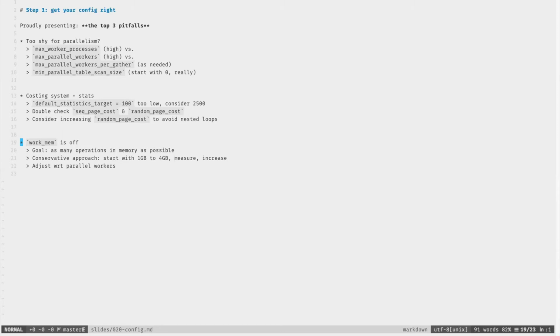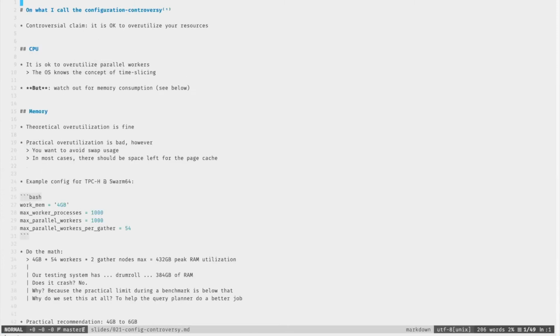Yeah, I actually see a question in the chat about the 1 gigabyte to 4 gigabytes. It depends really on your RAM, right? So if you're short on RAM, rather go lower. There is another hint which we're coming to in the next slide, and I'm just going to switch to that slide now.